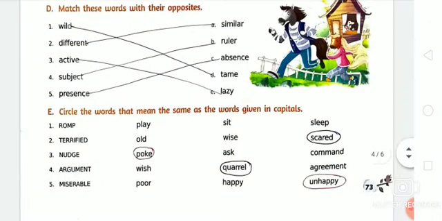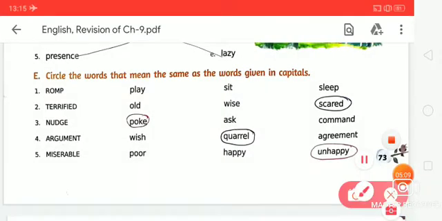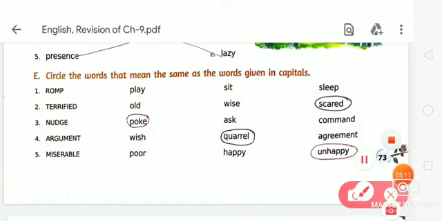Now we are moving to the next exercise, that will be exercise E. After completing exercises A and D, we will move to the next exercise, that is exercise E. So what will we do in this given exercise? Students, here circle the words that mean the same as the words given in capitals. The first word is romp.